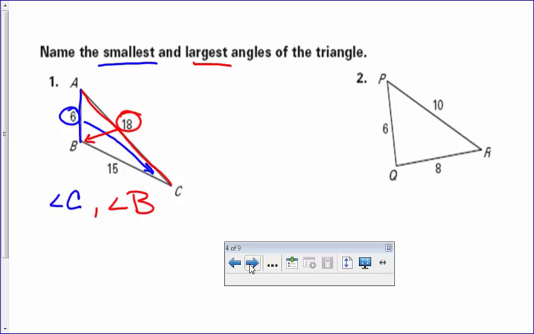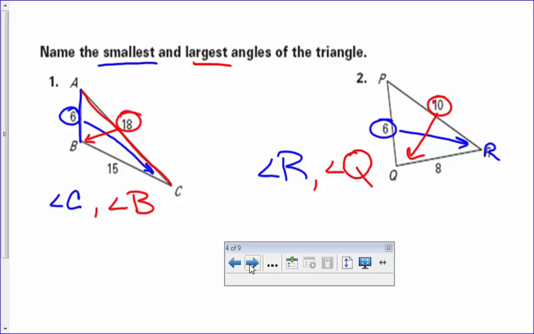Go ahead and try to do the second one on your own. Hopefully you find that angle, and that is an R, it kind of got cut out. Angle R is the smallest and angle Q is the largest. Just look for the wording because sometimes it'll flip it and say name the angles from largest to smallest, so make sure you're reading.